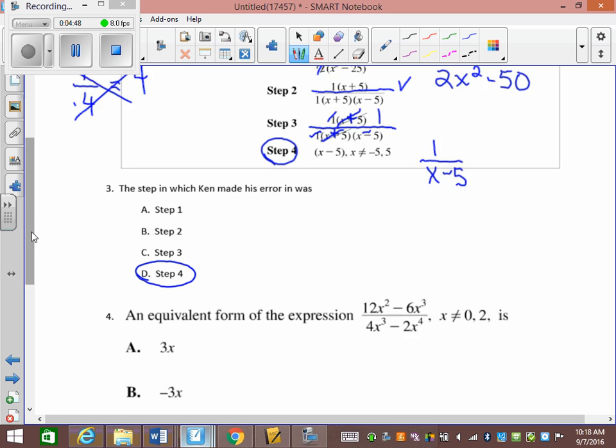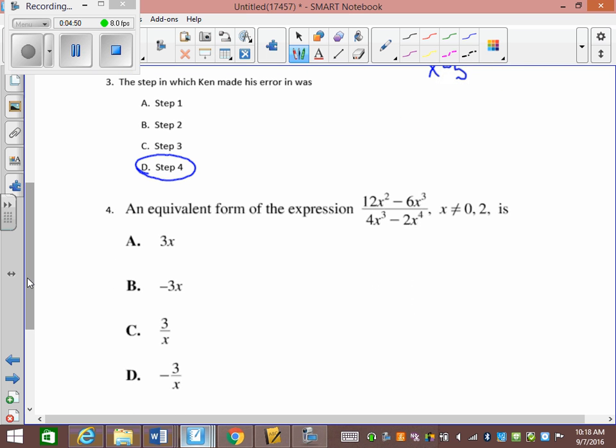1 mark. Then we have an equivalent form of this expression: 12x squared minus 6x cubed over 4x cubed minus 2x squared, where x can't equal 0 and 2.